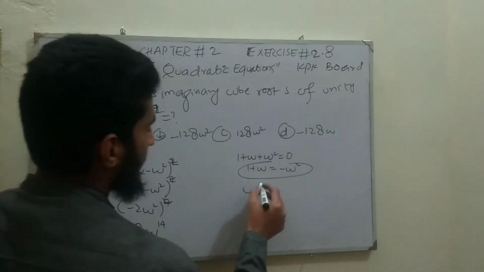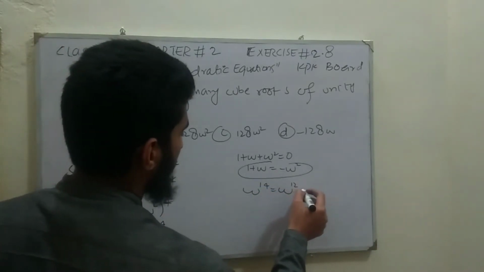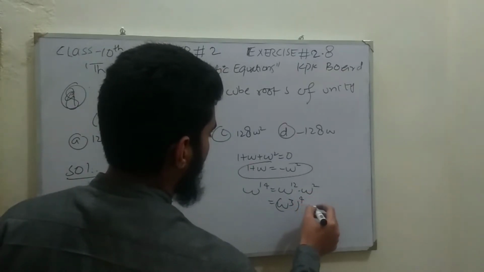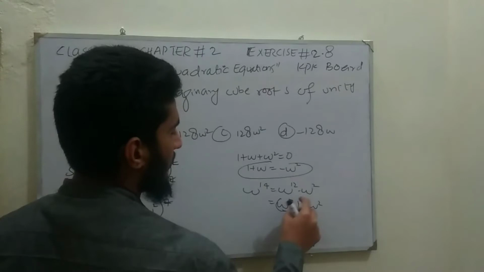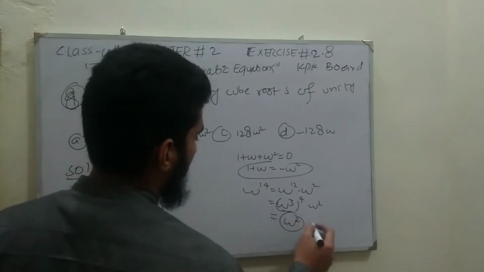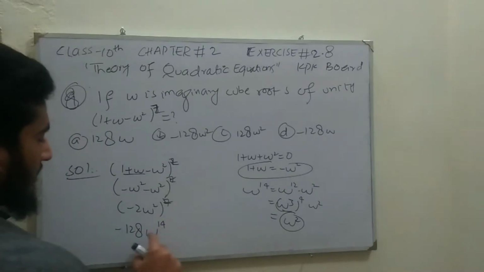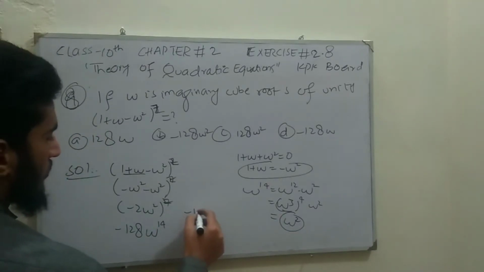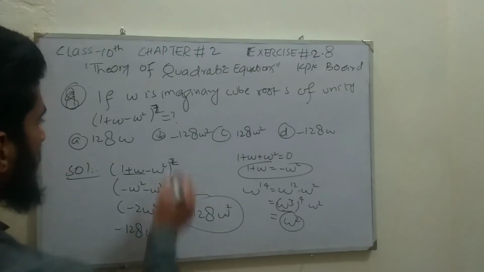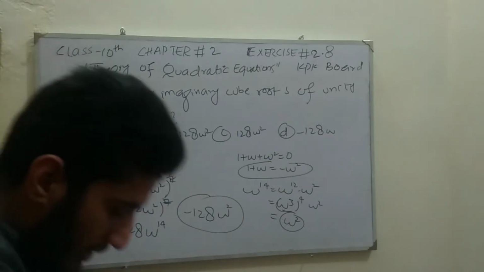We can write omega power 14 as omega power 12 times omega square. Omega power 12 can be written as omega cube power 4 times omega square. Omega cube is always equal to 1, and 1 power 4 gives us 1. So omega power 14 will be equal to omega square. Putting the value of omega power 14 as omega square here, minus 128 omega square is our answer. So the correct option is option B.